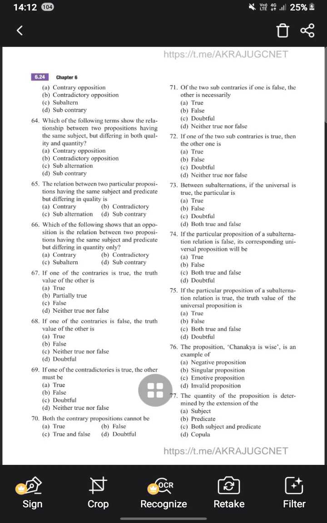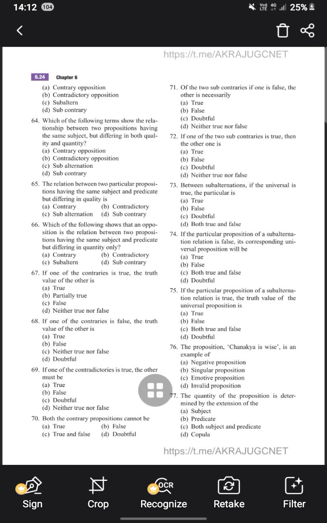66 is C, that is subaltern. If one of the contrary is true, the truth value of the other is 67, C, that is false. If one of the contrary is false, the truth value of the other is 68, D, that is doubtful. If one of the contradiction is true, the other must be 69, B, that is false.